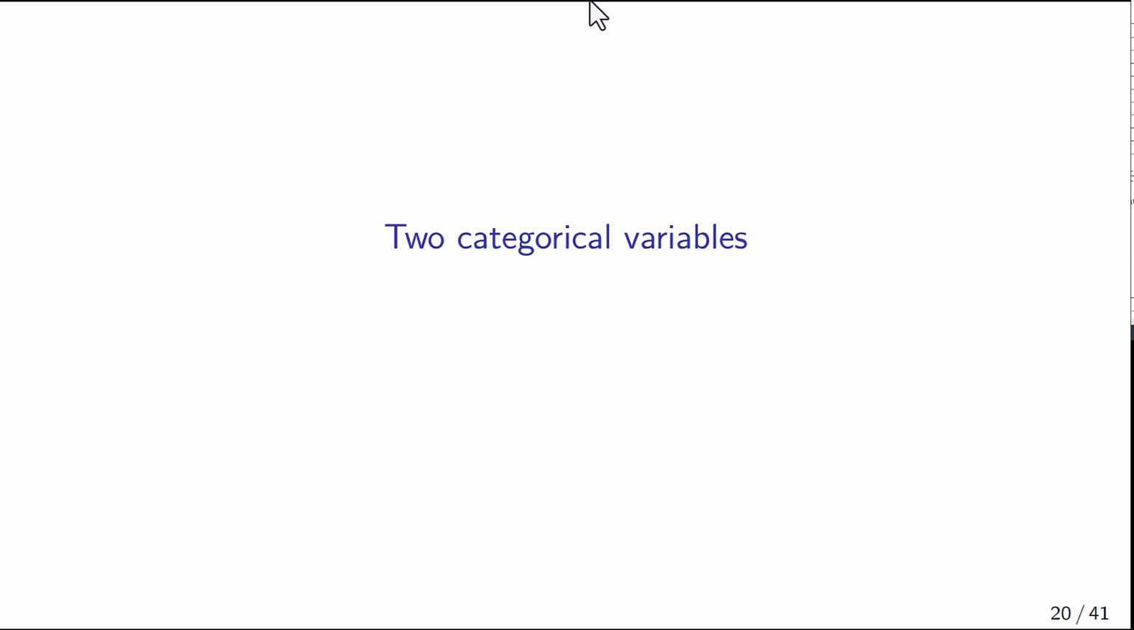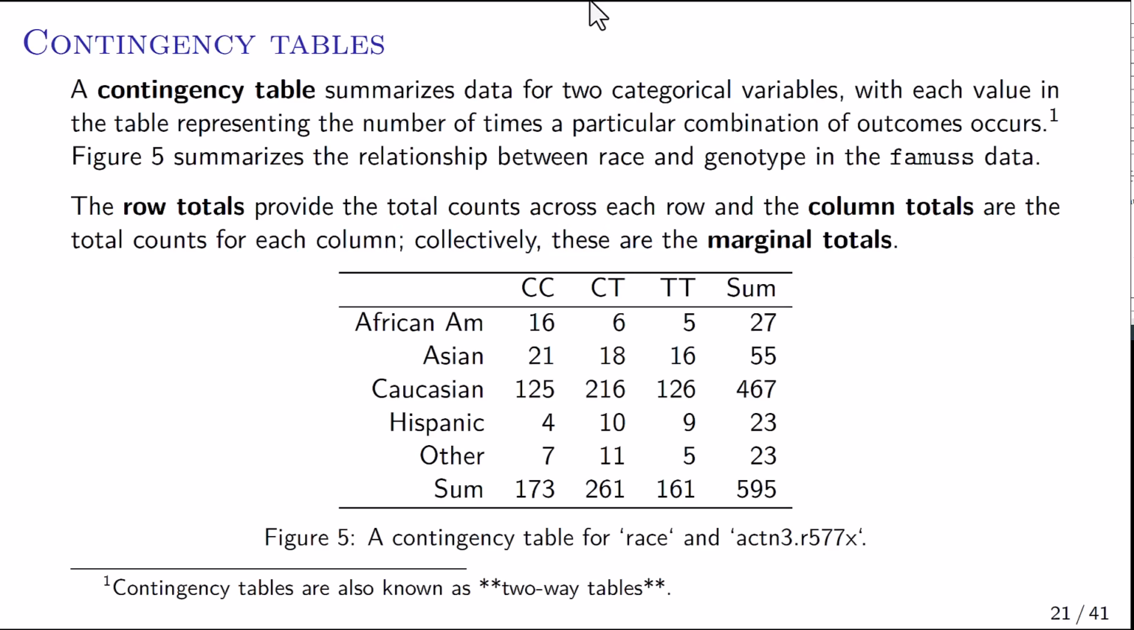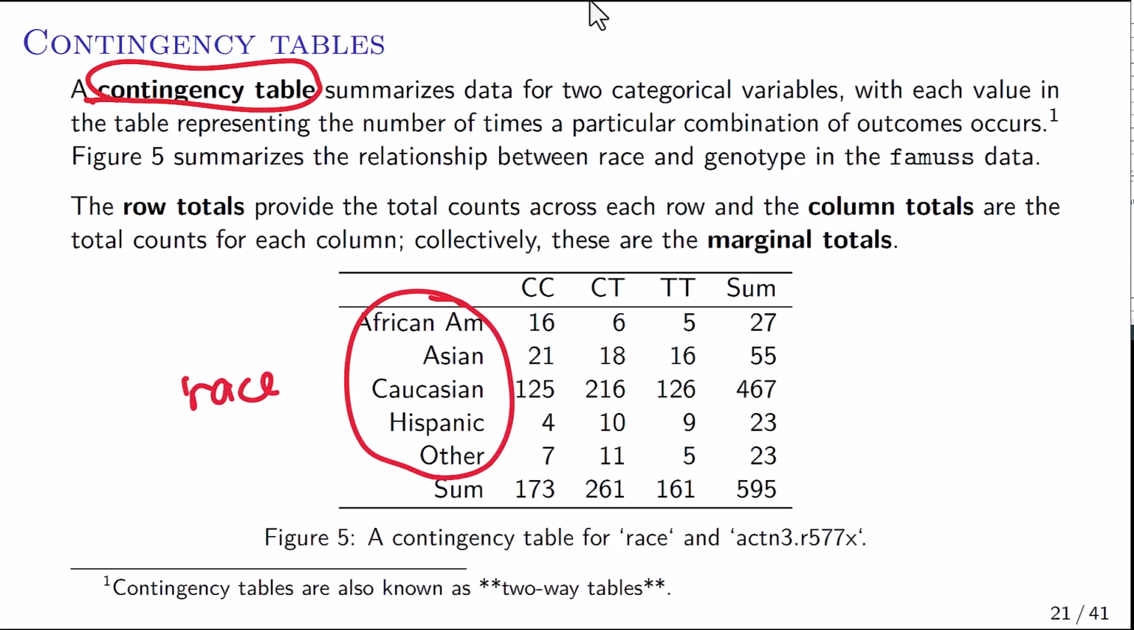Now we're talking about 2 categorical variables. For 2 categorical variables, as in lecture 1, we're talking about the contingency table, right? Contingency table, we just list these 2 variables. One is, in this case, the race, okay? And then the other one is the genotype. Okay, we talked about this one in lecture 1. And then we count how many fall into the intersection of the African American and CC type. That's 16. And then each number is the intersection of the column and the row, right?